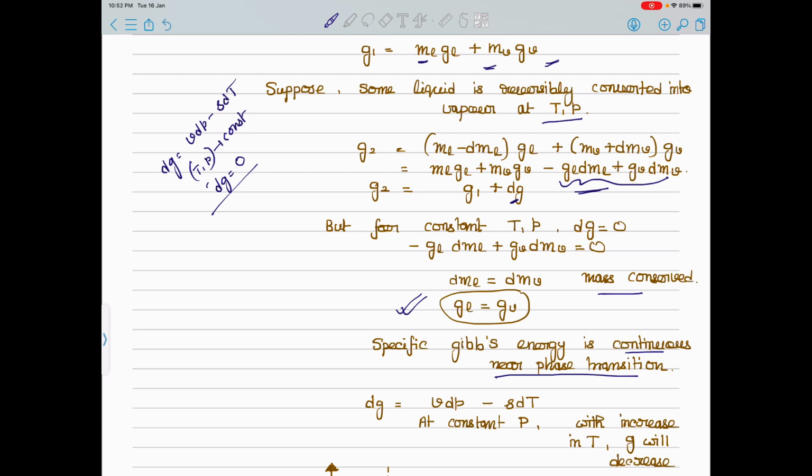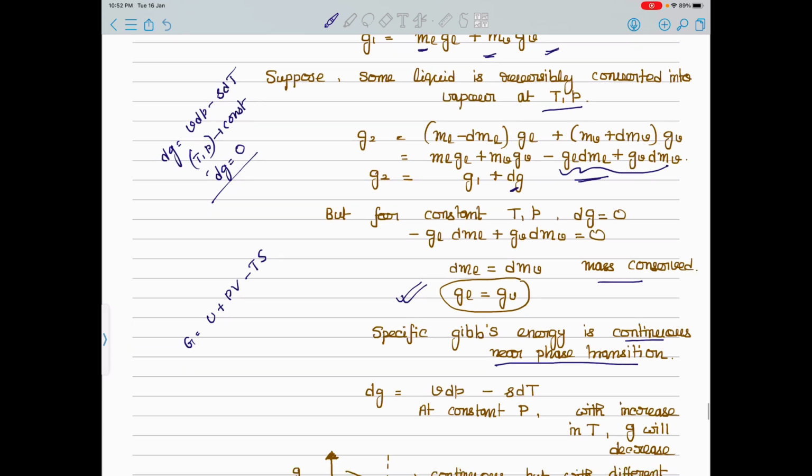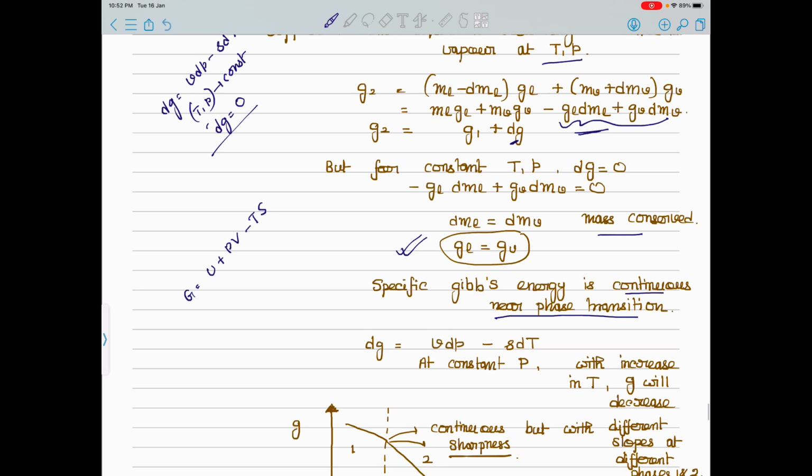Now dG is equal to VdP minus SdT. This comes from the definition of the Gibbs free energy, G, which is nothing but U plus PV minus TS, and you have to differentiate and put in the first law of thermodynamics, and ultimately you will get this particular expression, where V is the specific volume and S is the specific entropy. This is all specific, that's why I have written it in small letters. So this is specific entropy.